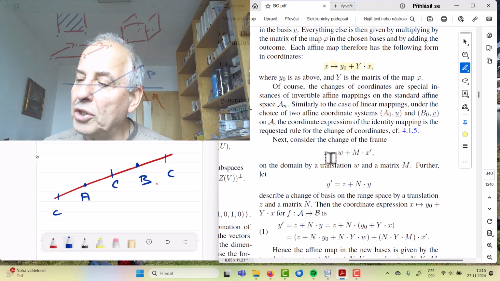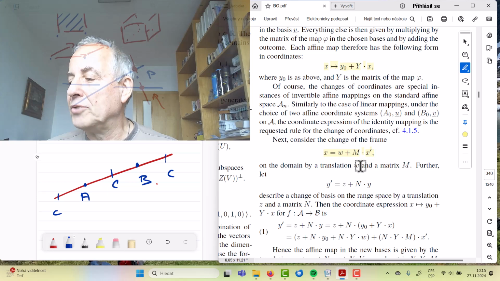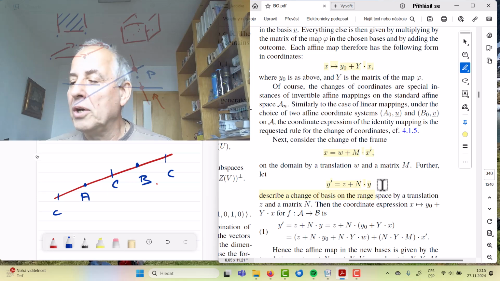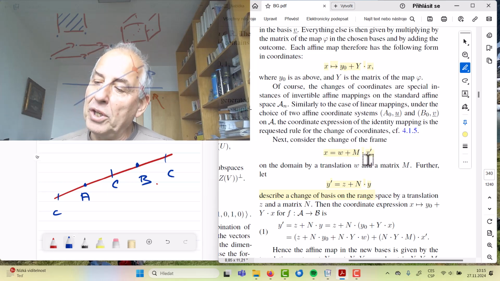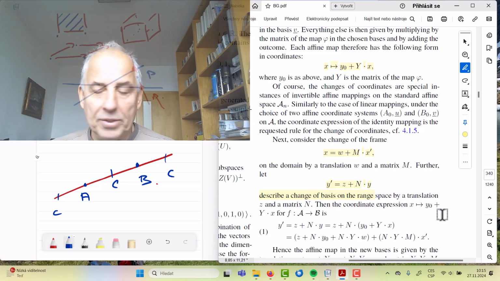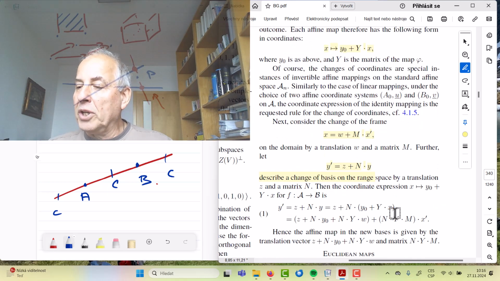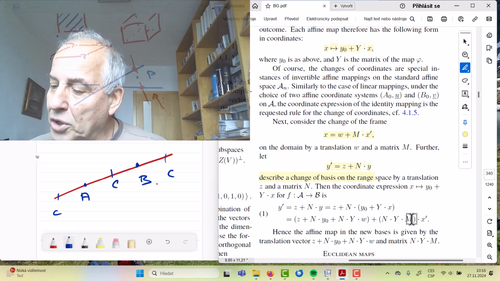So if we just change the frames at the beginning, say the original coordinates will be expressed with respect to the new ones, and then on the target we do the same, so the new ones will be expressed via the original ones. Then putting it together, we get the map in the dashed axes and written in the dashed y's, and this is what we want. And of course we just plug in, and in coordinates it's just counting with matrices and vectors, right?